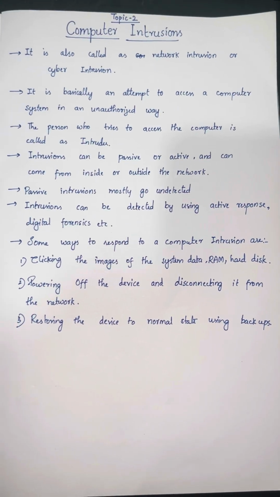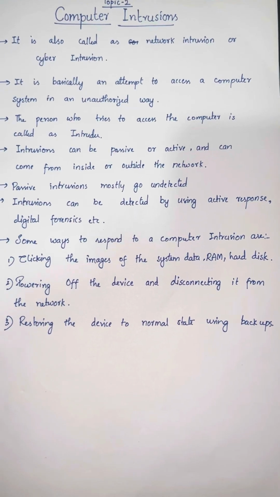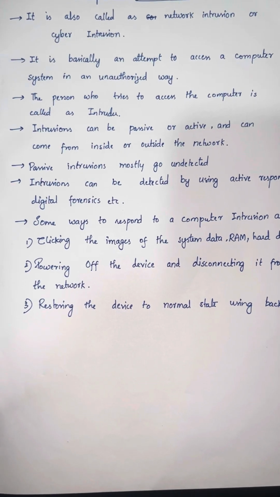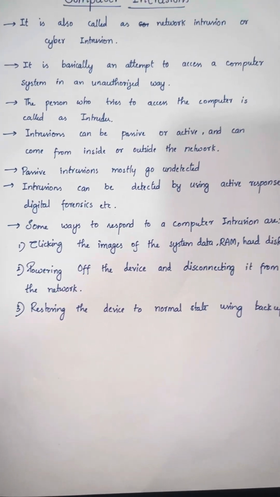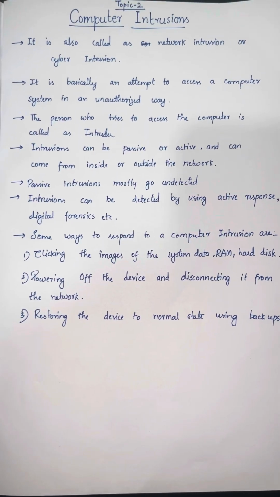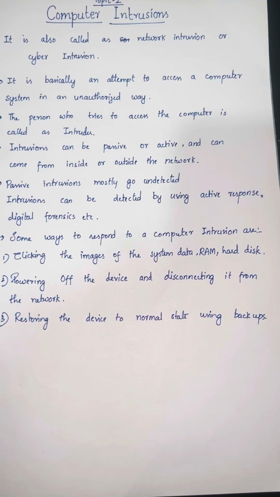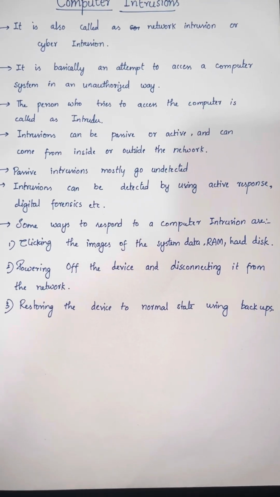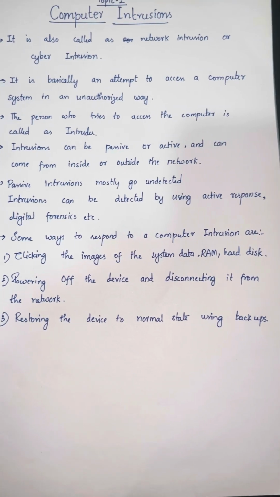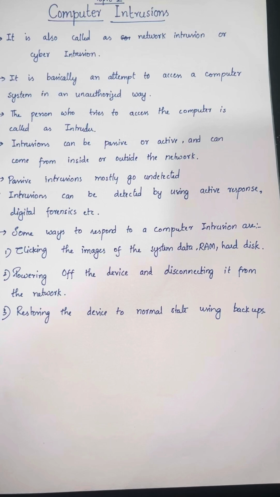There are some sources by which we can detect whether someone is intruding or trying to access our systems, in which active response or digital forensics come into play. Let's see some ways in which we can respond to a computer intruder. First, clicking images of the system data, RAM and hard disk.